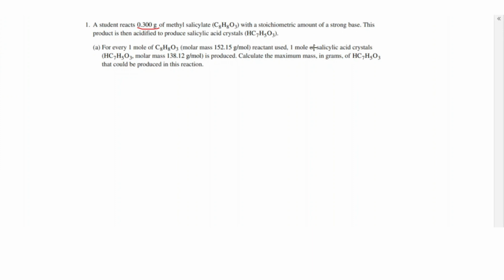reactant used, 1 mole of salicylic acid crystals, and again we have our molar mass, is produced. Calculate the maximum mass in grams of HC7H5O3 that could be produced in this reaction. So let's start with what we know. We know that we have 0.3 grams of our methyl salicylate.